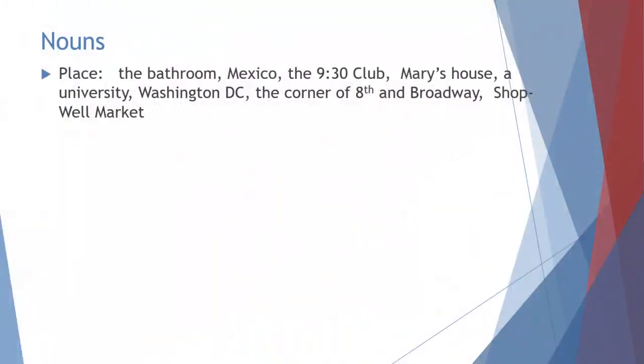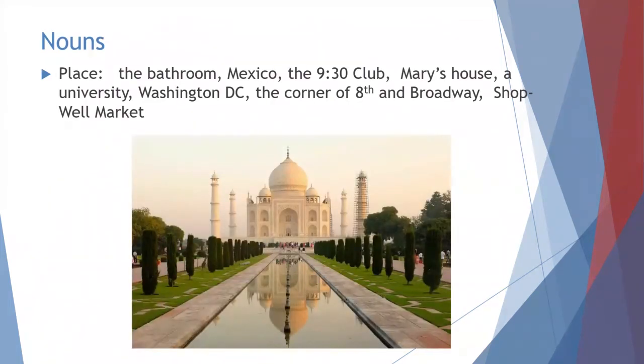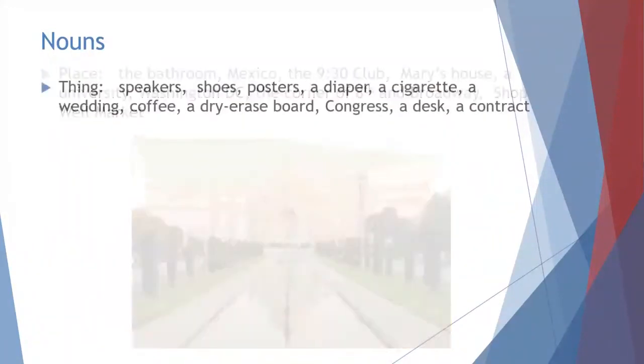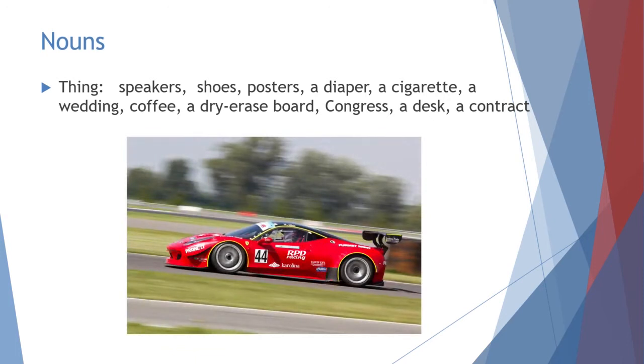A place: this can be a specific place or a vague place. The bathroom, Mexico, 930 Club, Mary's house, a university, Washington, D.C., the corner of 8th and Broadway, or even the Taj Mahal. A thing: speakers, shoes, posters, a diaper, a cigarette, a wedding, coffee, a dry erase board, Congress, or even a race car.